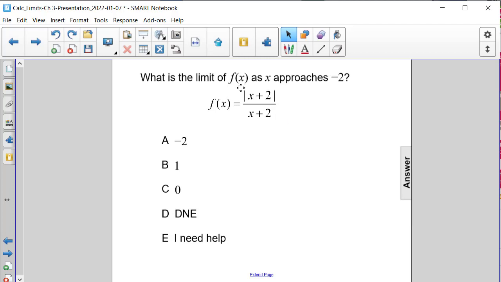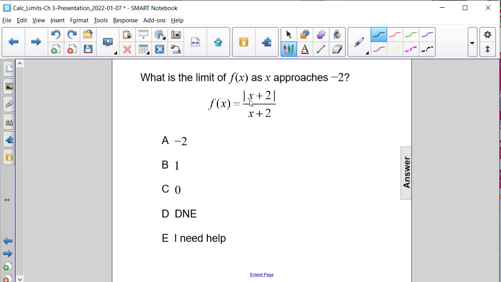What is the limit of our function f of x as x approaches -2? Well, f of x is equal to the absolute value of x plus 2 divided by the binomial x plus 2. Well, let's start by first rewriting our function f of x as a piecewise function.